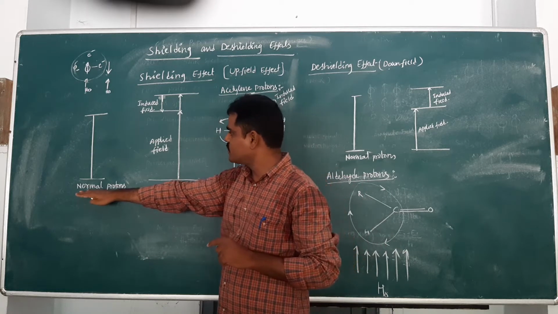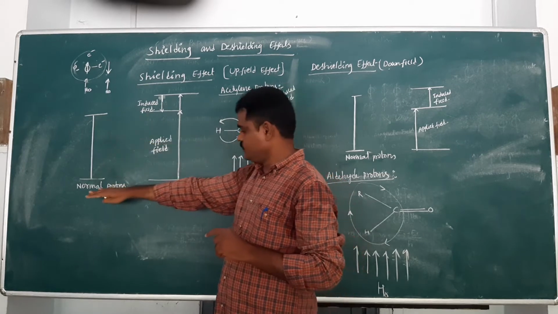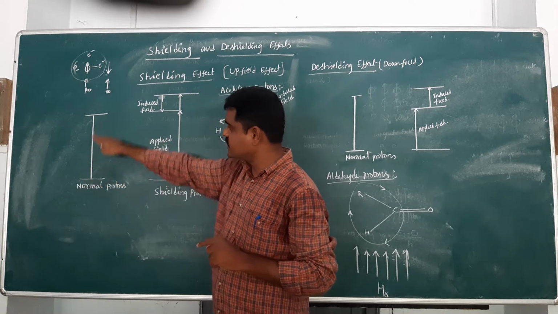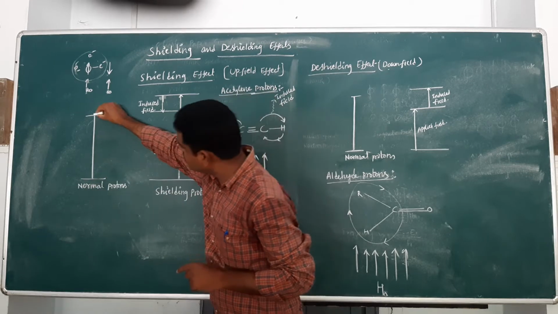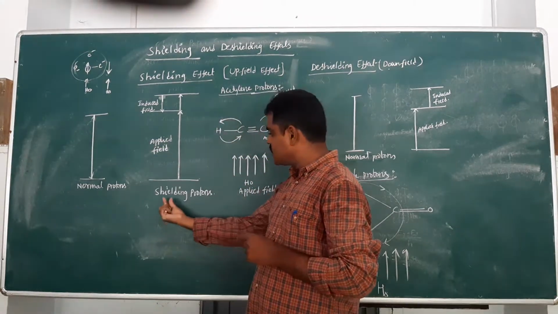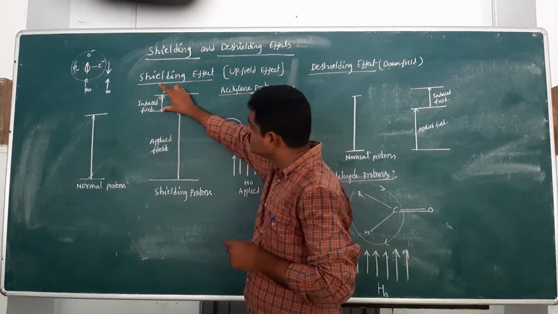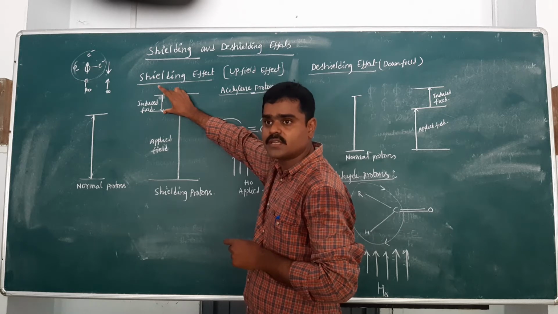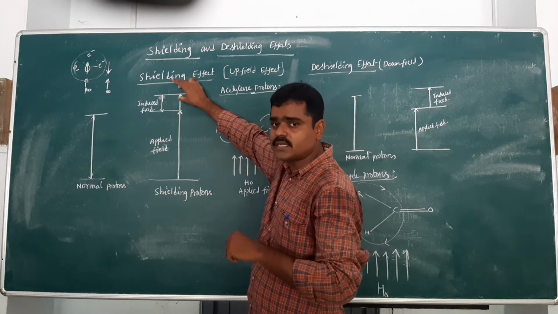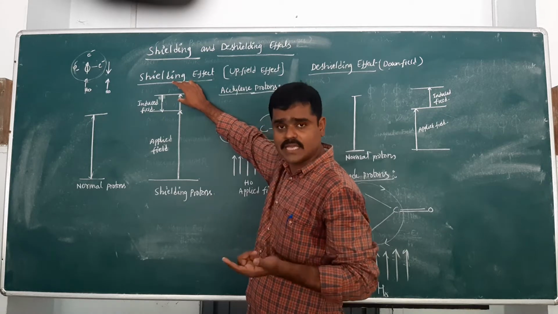Generally, a normal proton has this energy. For normal protons, you require this energy, without any induced magnetic field, for resonance. But in the case of shielded protons, the induced magnetic field opposes the external magnetic field. The protons feel less magnetic field. That amount of magnetic field must be supplied externally.